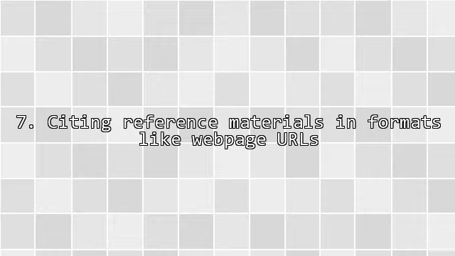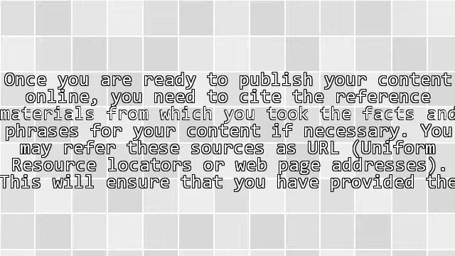7. Citing reference materials in formats like a URL. Once you are ready to publish your content online, you need to cite the reference materials from which you took the facts and phrases for your content, if necessary. You may refer to these sources as URLs, uniform resource locators, or web page addresses. This will ensure that you have provided the required credit to the source material.